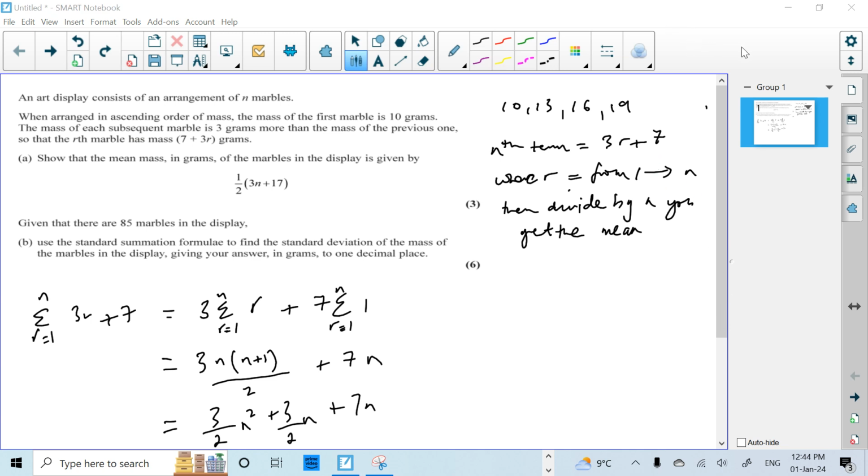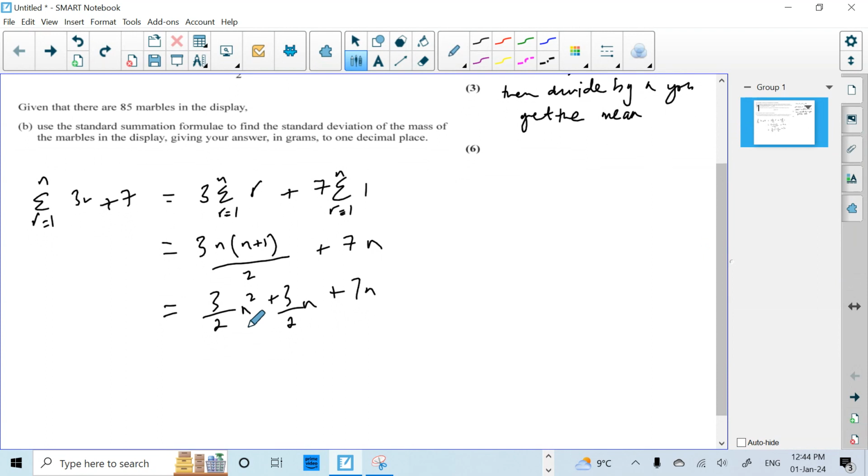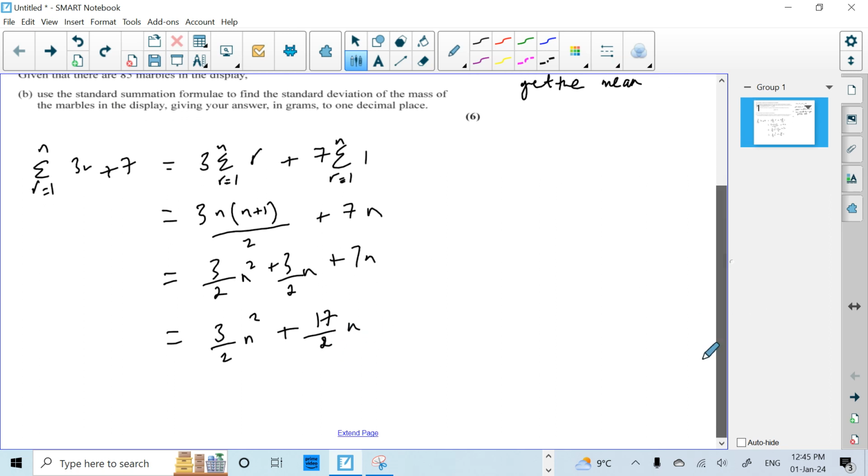So we just tidy that up, and what do we have? Well, that gives us 3 over 2 n squared plus 17 over 2 n, after you do your fractions. Okay, now to find the mean, I'm going to divide by n. Of course, that's what I said. So divide through by n to find the mean.